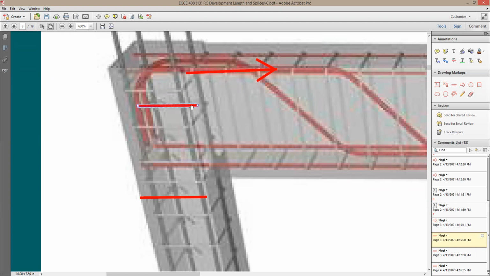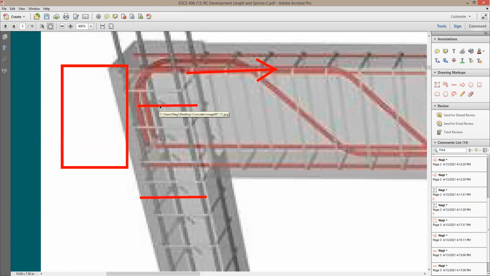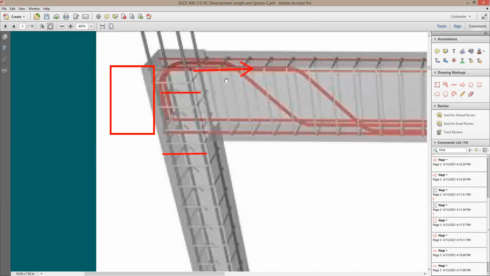The problem is if you need more length than the column size. So in this case, you need to put here a block. You need to extend your beam and put a kind of a block here at the end, which is not going to be the nice thing that you'd like to see in a reinforced concrete structure, but in some cases they do it.